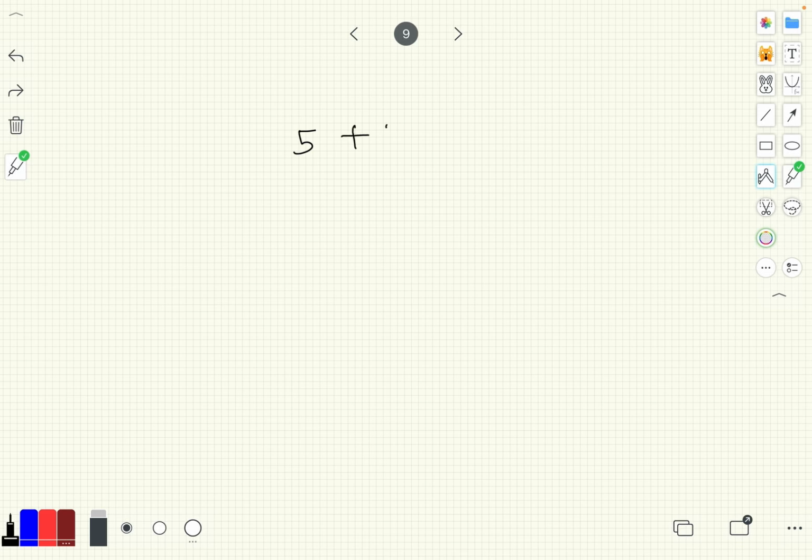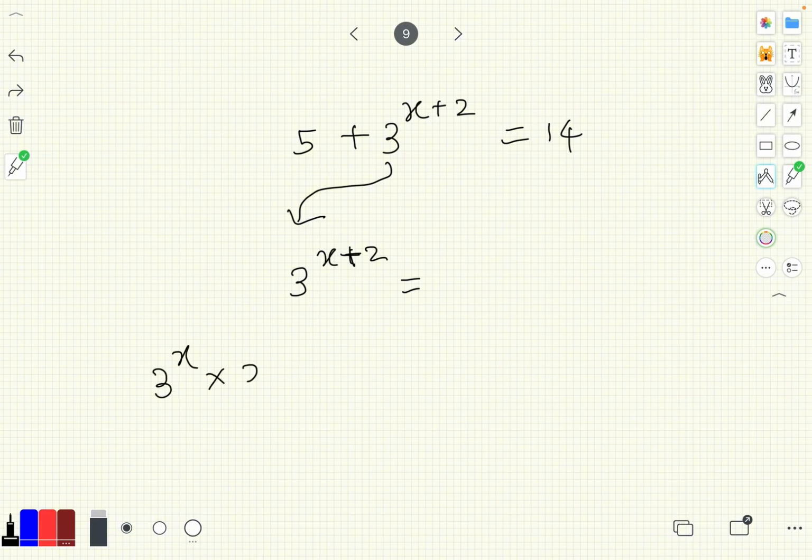5 plus 3 to the x plus 2 is equal to 14. Now the idea is, let me simplify this 3 to the x plus 2. You can write x plus 2. When it is 3 to the x times 3 to the 2, when the bases are identical, you can write 3 to the x plus 2. So the reverse of it, we can write 3 to the x times 3 to the 2.